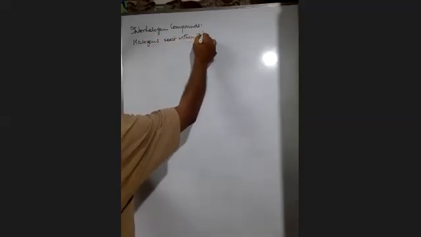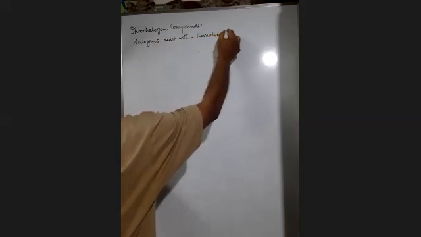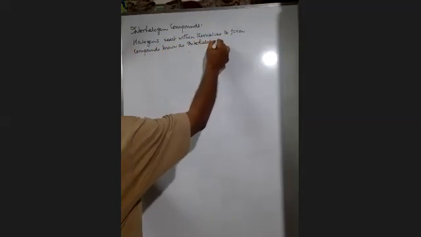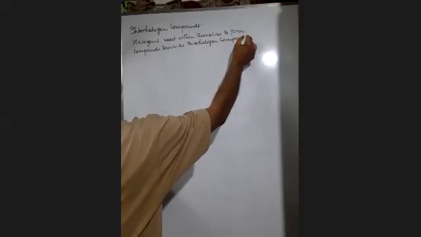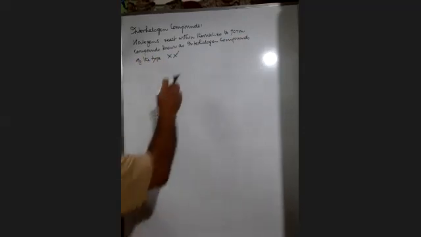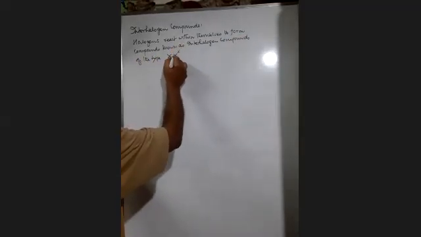Halogens react within themselves to form compounds known as interhalogen compounds of the type XX prime, because the symbol of halogen is X, so we'll write it here as XX prime n.